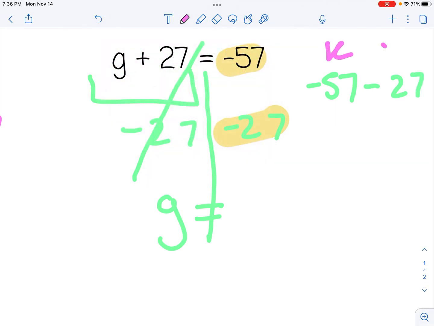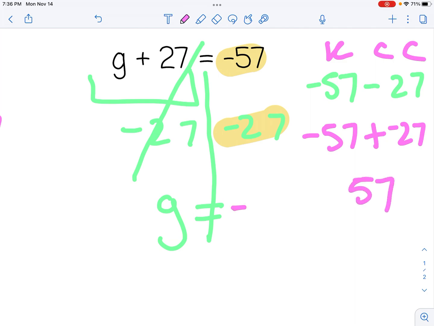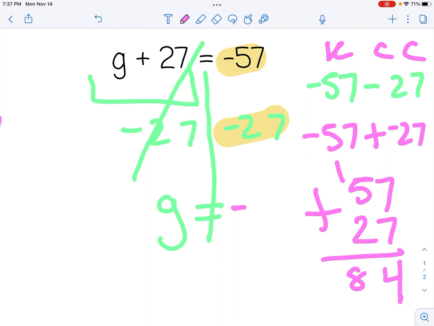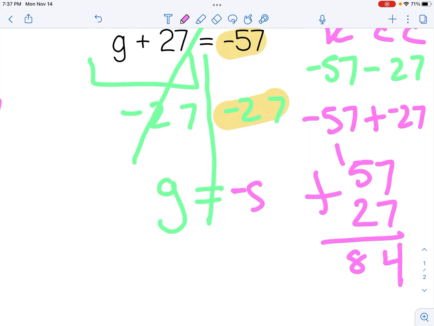So our subtraction rule is to keep, change, change. We keep -57, we change subtraction to addition, and we change the sign of the 27, so that becomes a -27. When we add two negative numbers, they just stay negative. It's just like owing people money. 7 plus 7 is 14. Carry the 1. 5 plus 3 is 8. So we have negative 84.